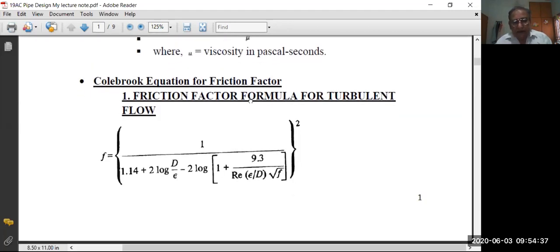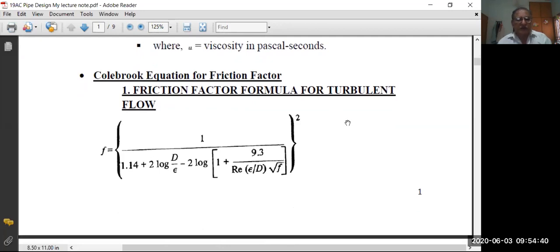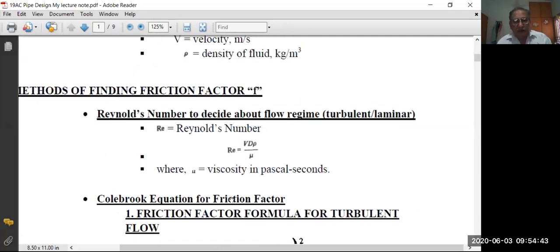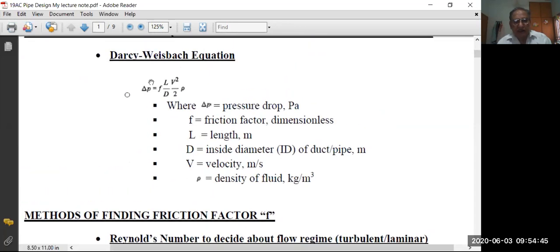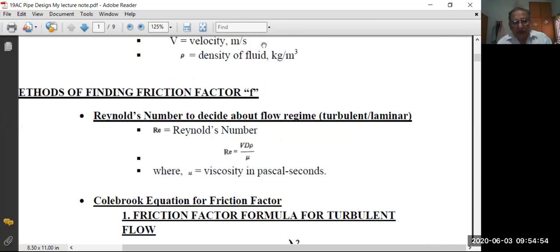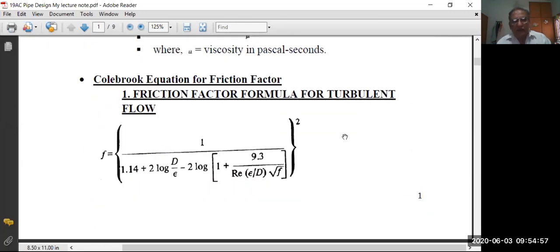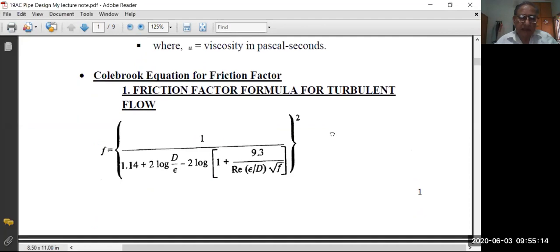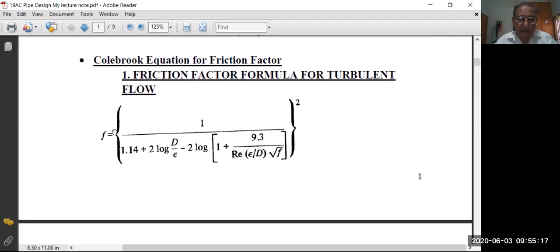Now, in fluid mechanics, there is a very famous equation. This basic formula is called the Darcy-Weisbach Equation in fluid mechanics books. This is the classical formula, Darcy-Weisbach Equation. Now, there is another equation called Colebrook Equation for friction factor. F can be found from Darcy's formula, or from a chart called Moody diagram, which I have given to you for AC, HVAC duct design also. And now Moody diagram can be used for water also to find out this F.